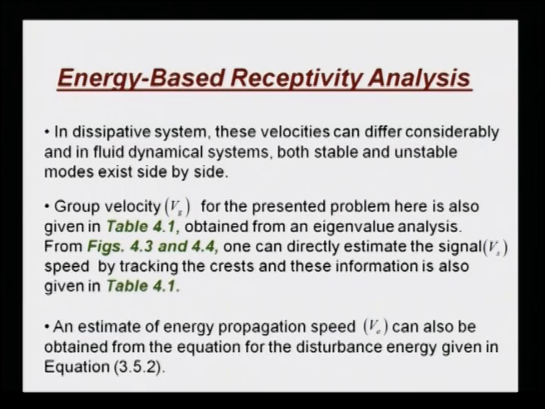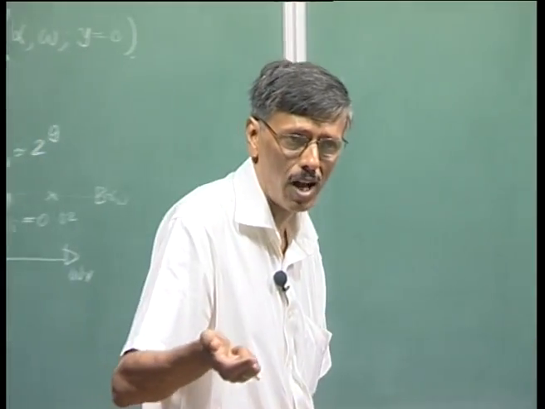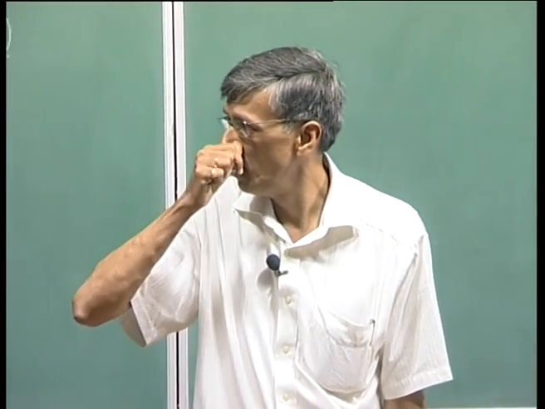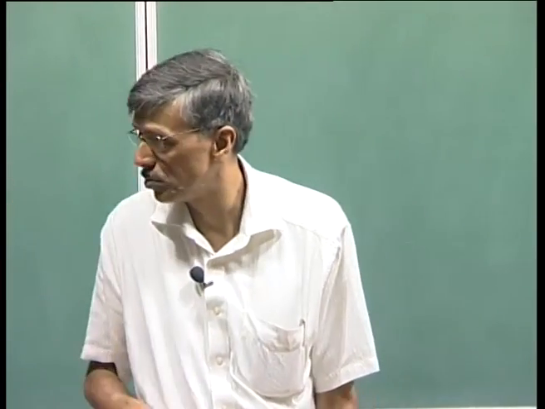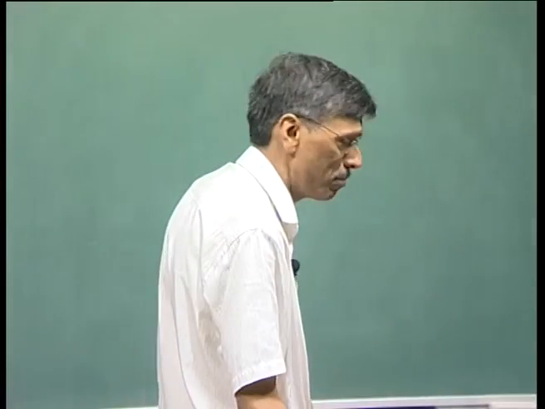We look at dissipative systems in fluid dynamics, and we take the cue from Brillouin and say that okay, these velocities can differ considerably because we have both stable and unstable modes staying side by side. So, I think I will stop here and we will continue our discussion in the next class, where we will define the difference between the group velocity, the signal speed and the energy speed, and how these things have to be obtained. We will talk about that.